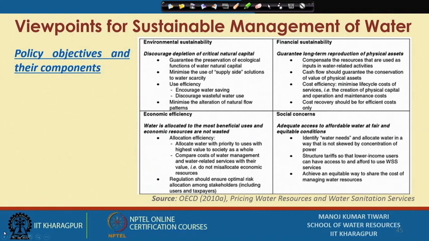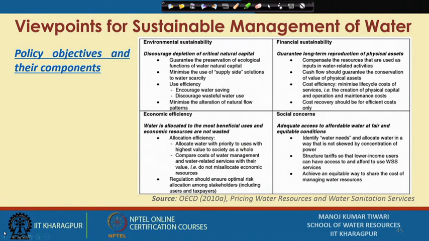So, the cost of water management and water related services has to be compared, and then water, considered as an economic resource, should be allocated with proper regulations and proper tariffs. That is the economic efficiency objective. And then under the social concerns, adequate access to affordable water at fair and equitable conditions is to be ensured.